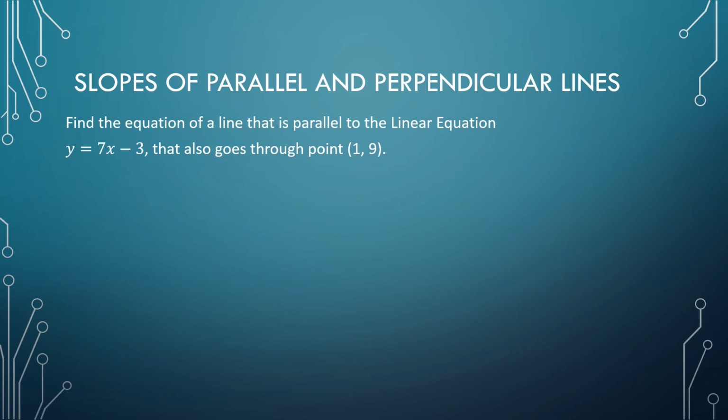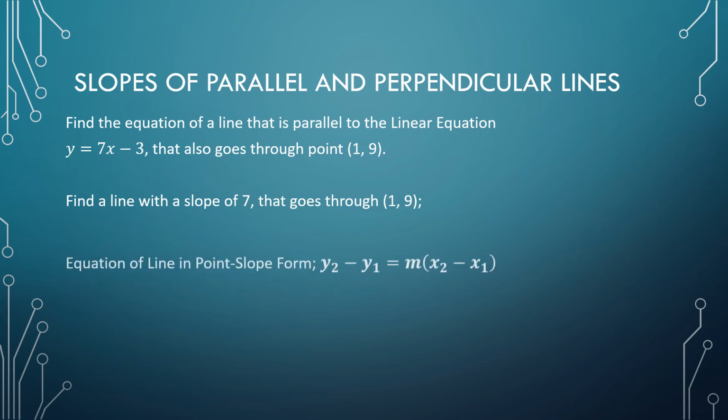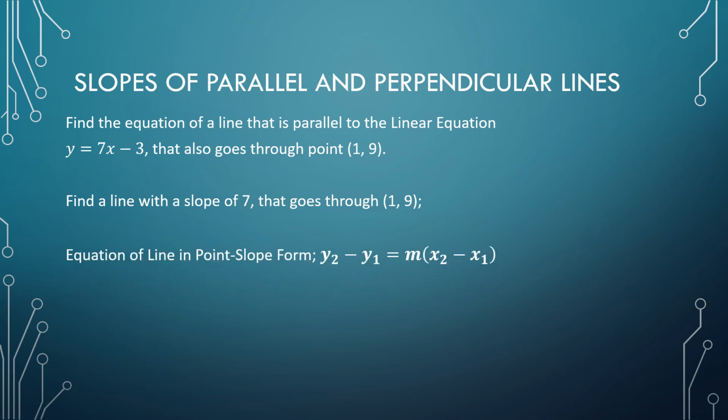Next, we are given a point that the other line goes through, which is point (1, 9). Now we have a line with a slope of 7 that goes through (1, 9). This sounds like a familiar problem. If you remembered correctly, we solved problems like this in the point-slope form lesson. The point-slope form only requires the slope and one coordinate point, and we are given those, so all we have to do is use that form to create the equation for the parallel line, which is y minus 9 equals 7 times x minus 1.